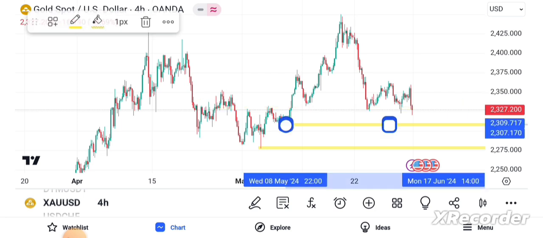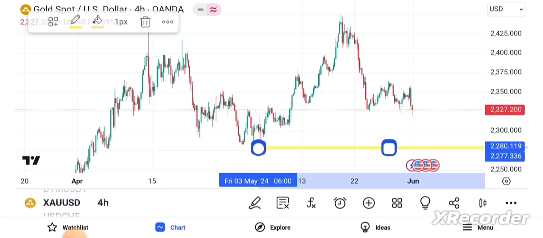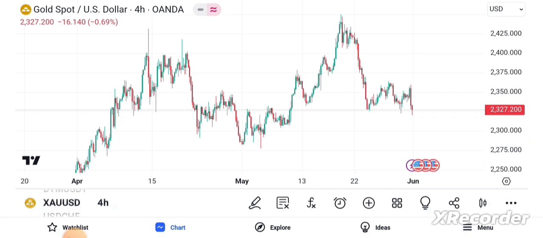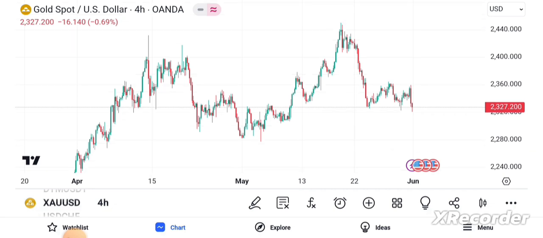Now, one thing I love about gold is it respects zones. It not just respects zones, it respects market structure. So gold doesn't just move like that, it moves from zone to zone. If you know this, you'll be able to properly and correctly analyze the gold chart and be profitable in the long run. So now this is my 4-hour time frame.